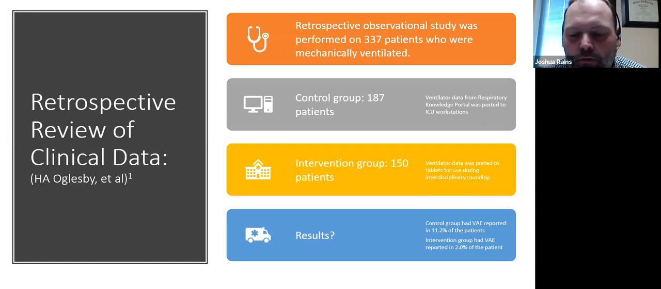The results were the control group had VAE reported in 11.2% of the patients. The intervention group reported VAEs in 2% of the patients. So we've got a little over 9% reduction in VAEs just from talking about ventilator trending and data in interdisciplinary rounds. It's what I've been talking about the whole time: more monitoring, early intervention, and it's a retrospective analysis of how it works.